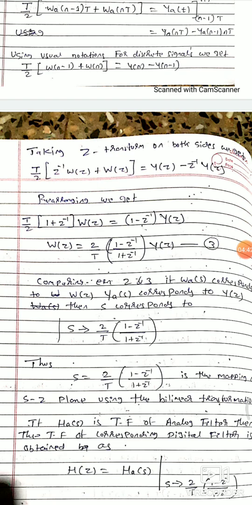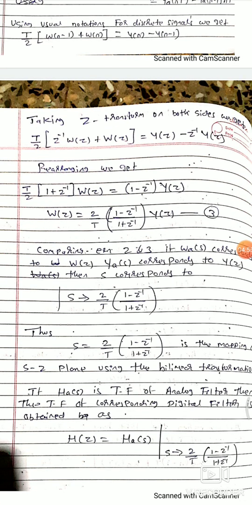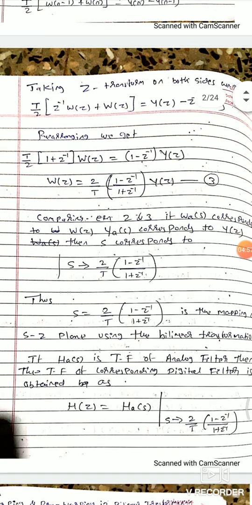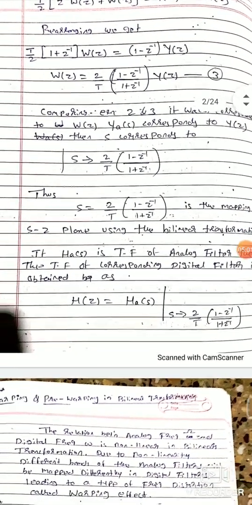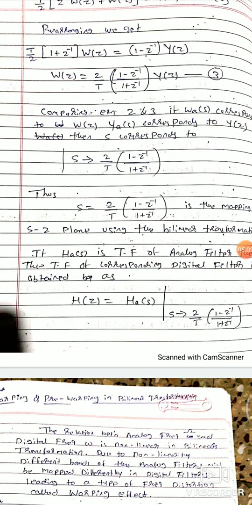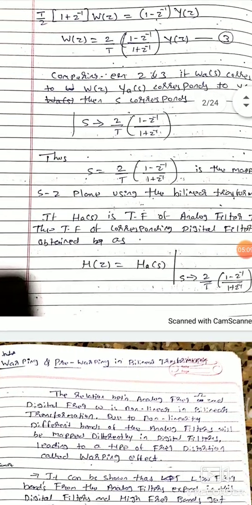Whereas w of n minus 1 becomes z inverse W of z. W of n becomes as it is, W of z. Here also on the RHS, y of n becomes y of z. If you take the z transform of y of n minus 1, it is z inverse y of z. So you rearrange this equation, you get W of z equals 2 by T into 1 minus z inverse plus 1 by z inverse into Y of z. So this equation I have written as 3.